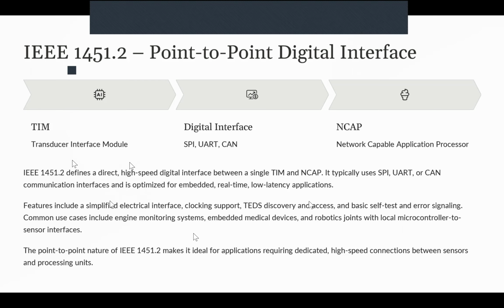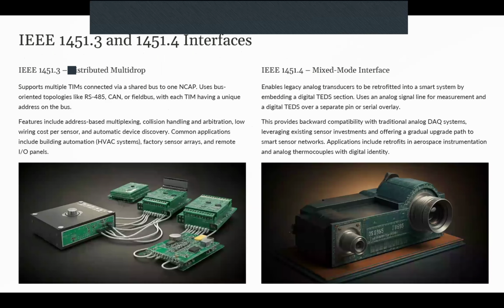Now, we have two other very popular standards. One is Part 3, and another one is Part 4. Part 3 covers the distributed multi-drop interface, which defines a multi-drop communication interface where we have multiple TIMs connected to a single NCAP using a shared bus. So that is very good for a distributed transducer network.